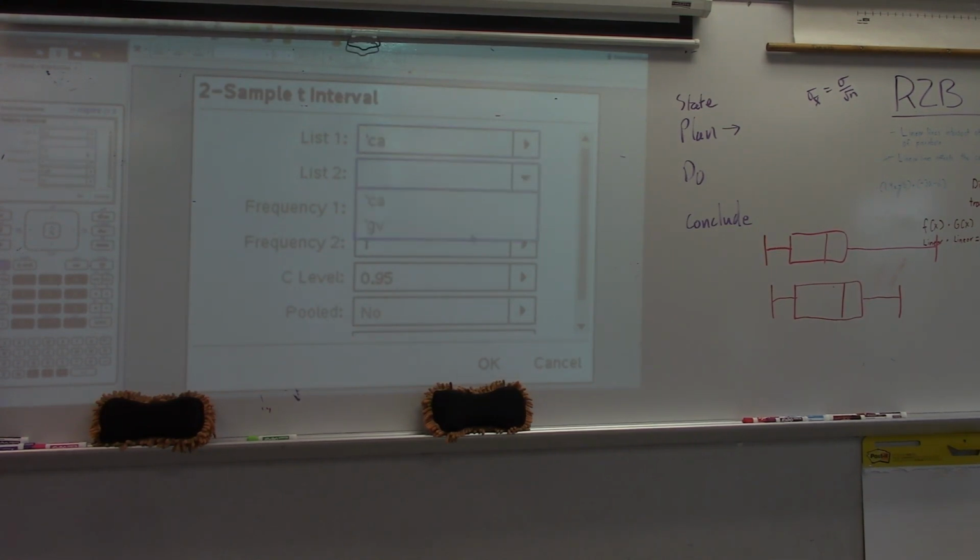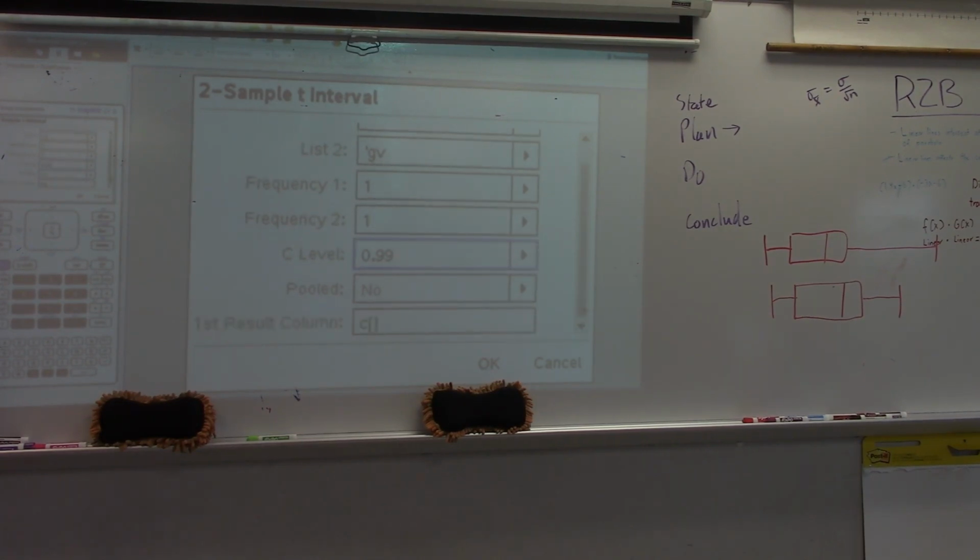So I'm going to do Chips Ahoy. I'm going to do Great Value. Okay, what confidence level are we doing? Do we pool? No, we don't. We never, ever, ever pool our data. Don't ever put pooled data. It's not as accurate. We're doing two sample T. Why is that there? It's a valid statistical method, but with the AP exam, it's not as strong, so we don't do it. What's frequency 1 and 2? Well, how many times are you putting the Chips Ahoy list in there? Once, right? Great Value, once. But don't worry about it.